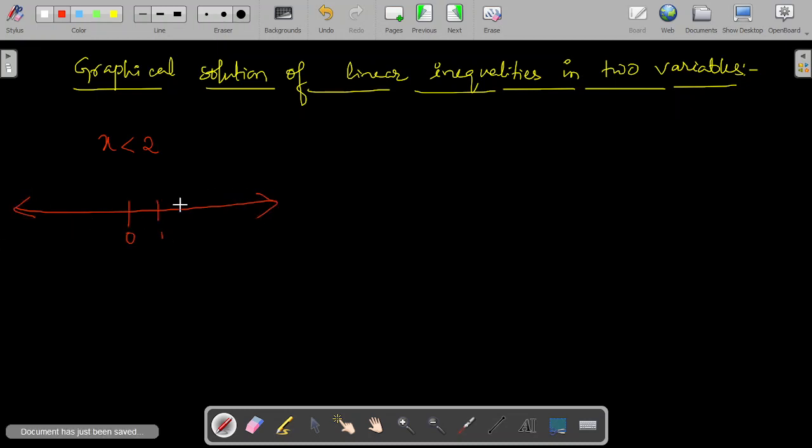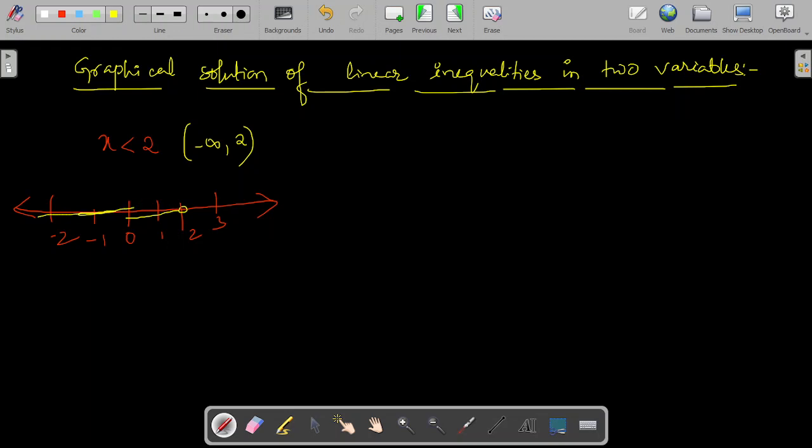Suppose you have 0, 1, 2, 3 and here minus 1, minus 2. For x less than 2, the solution set is nothing but minus infinity comma 2. So we'll start from here, then we will shade this region, and this entire region represents the solution of the linear inequality in one variable, that is x is less than 2.